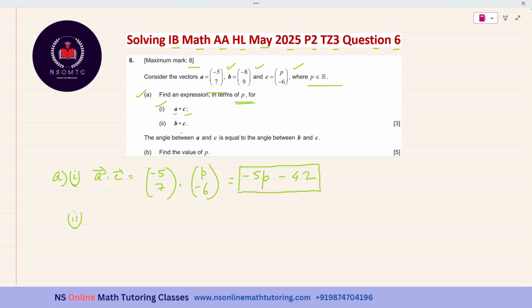Next, the dot product of B and C vectors. So B dot C is equal to negative 8 and 9 dot p and negative 6. So this is equal to negative 8p minus 54.